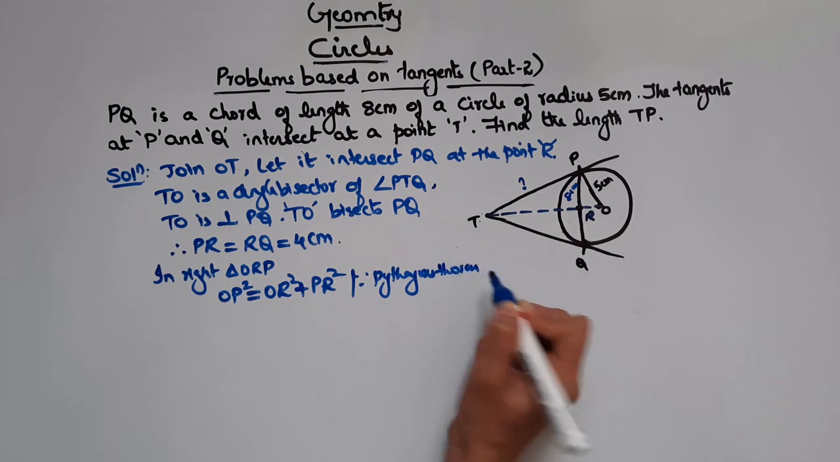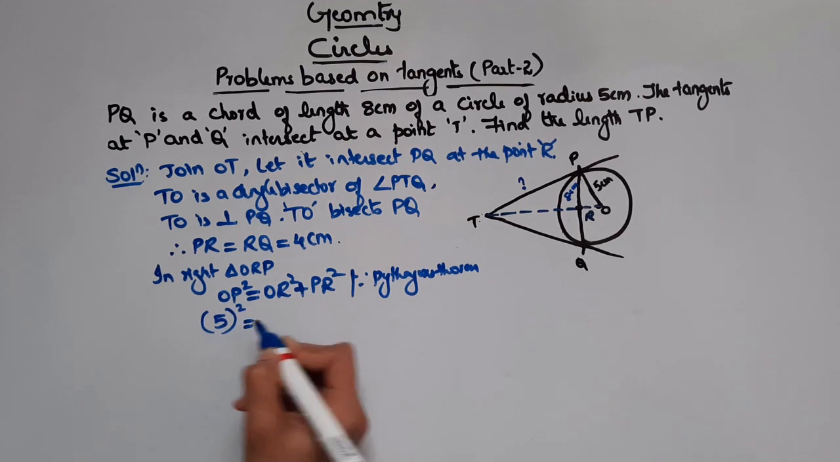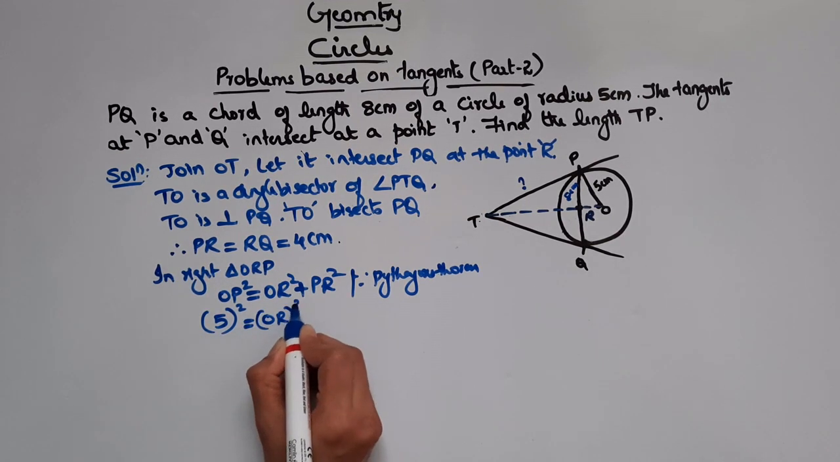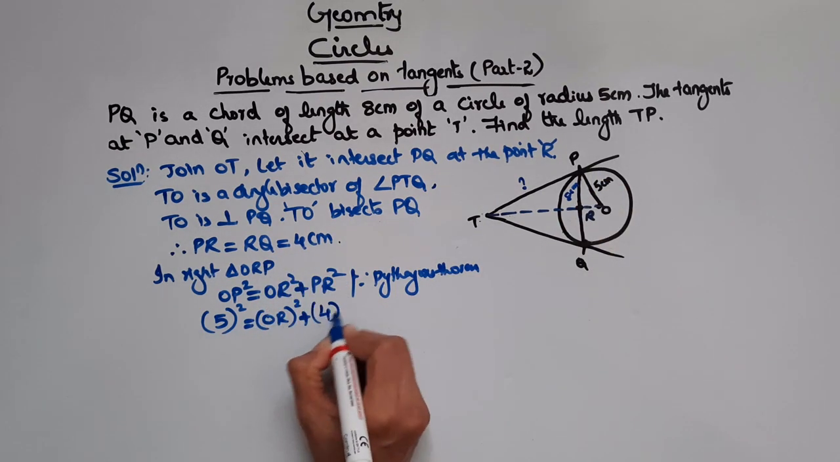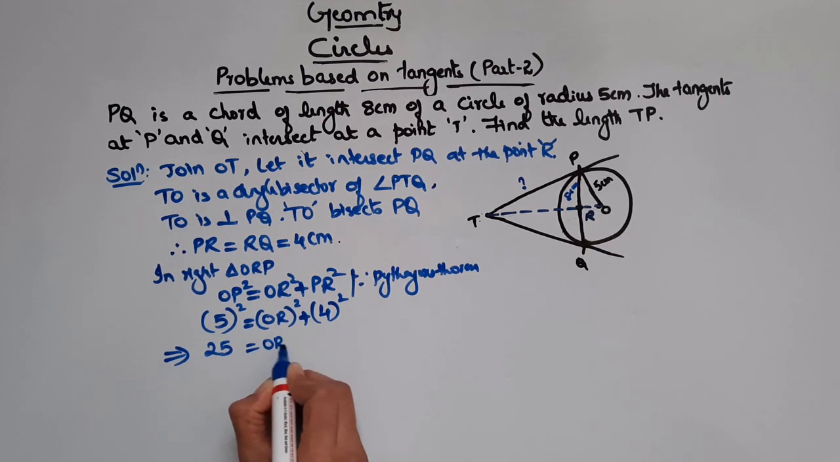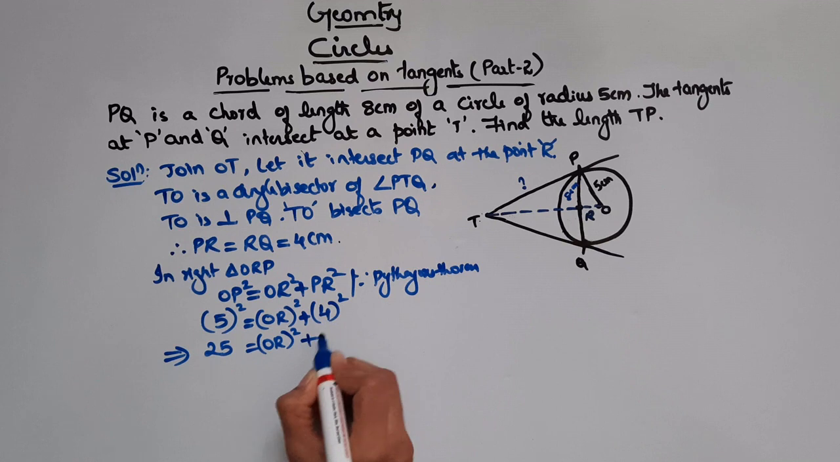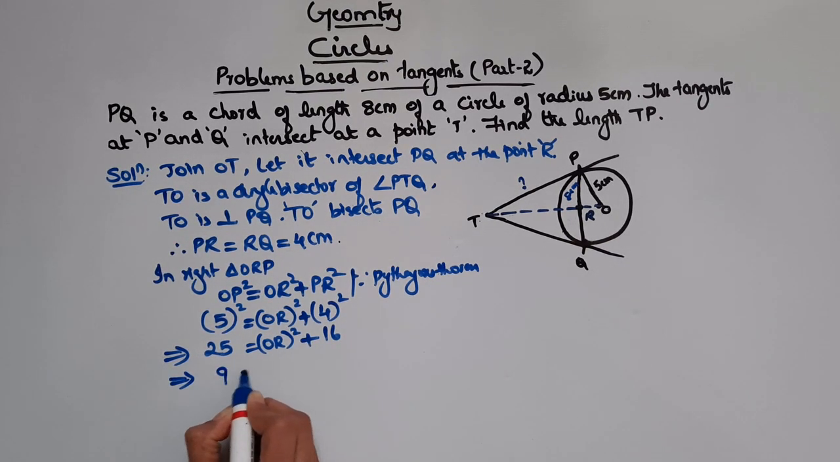Here OP we know is 5, so 5 square is equal to OR square, which is unknown, plus PR square. We know PR is 4 centimeters, so 4 square. So 25 is equal to OR square plus 16. So 25 minus 16 is 9, which is equal to OR square. So OR is equal to square root of 9, which is 3. So we got OR is equal to 3 centimeters.